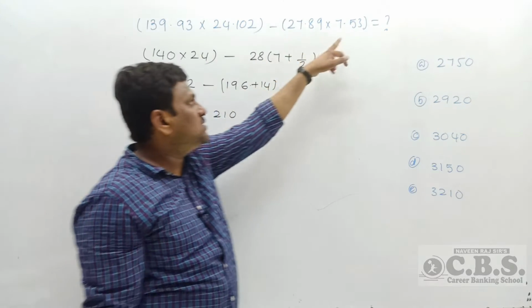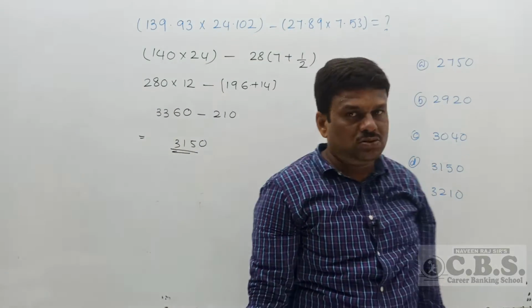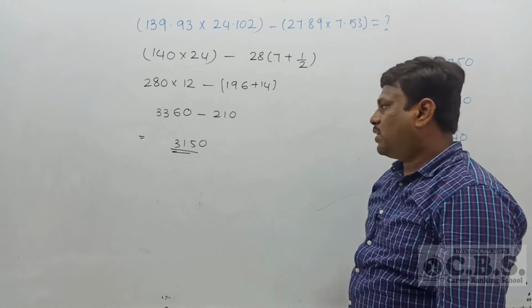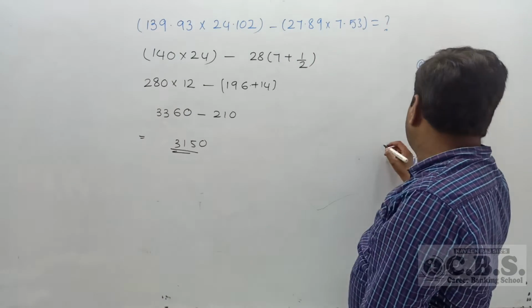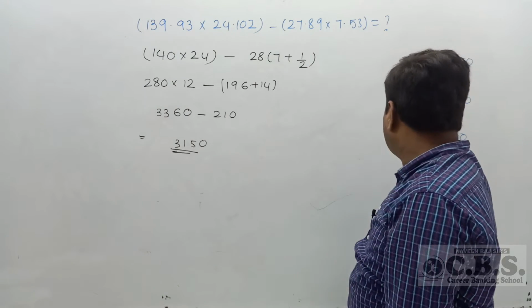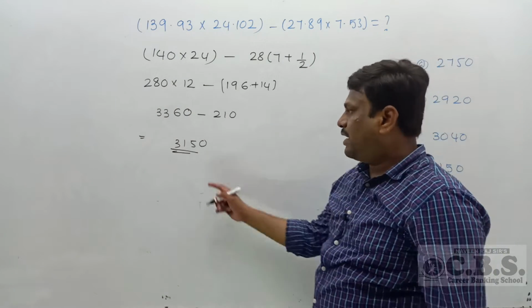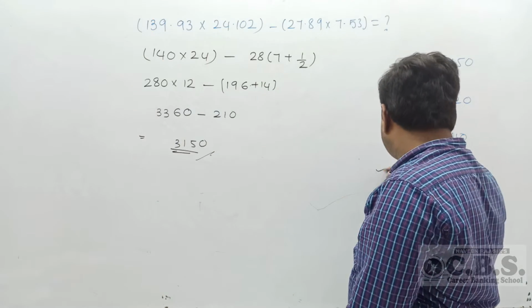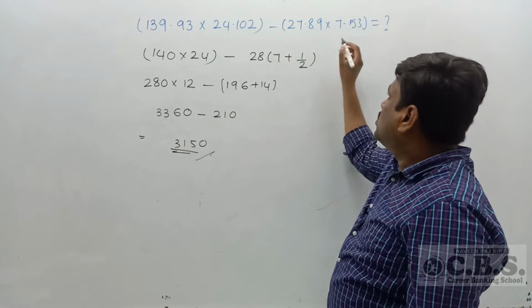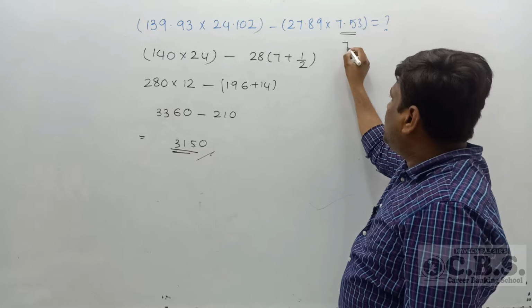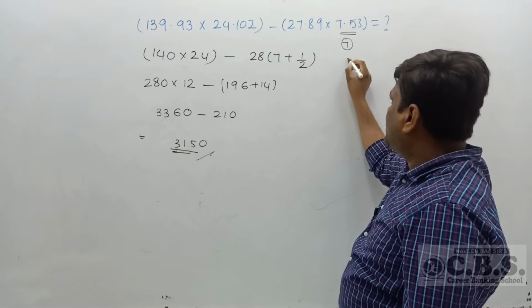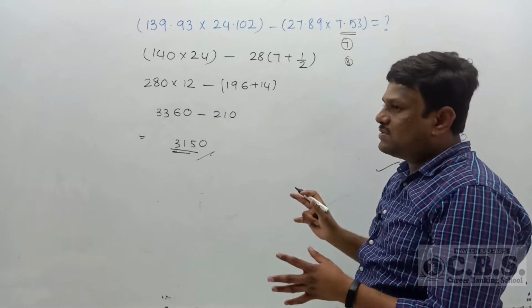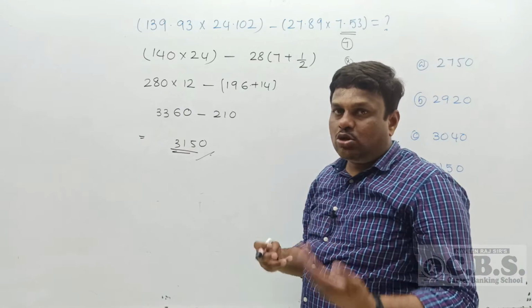When you take it as 8, you get a different answer. So this is very important. If you take it as 8, you get a 3040 answer. So what right answer is 3150. Which option is the right answer? D is the right answer. Most of the students either take 7 or 8. So before taking 7 or 8, you need to check the options first.